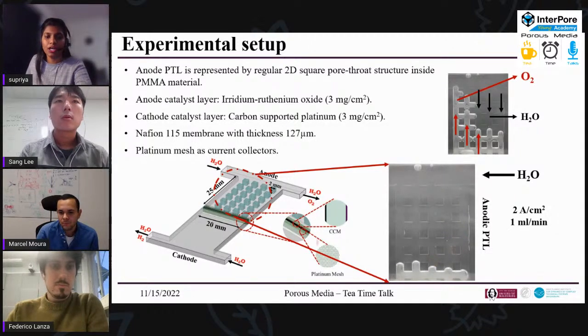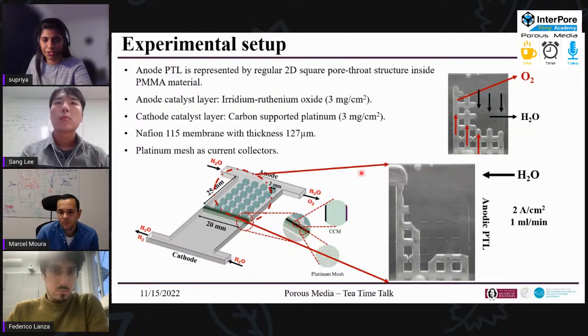Once we activate the reaction with the potentiostat, we have the oxygen being evolved from the catalyst layer. The white here represents the water and the gas, which is flowing from the bottom to the top. We could also see it being removed by the flow of water, and again we could see some refilling of the water taking place.